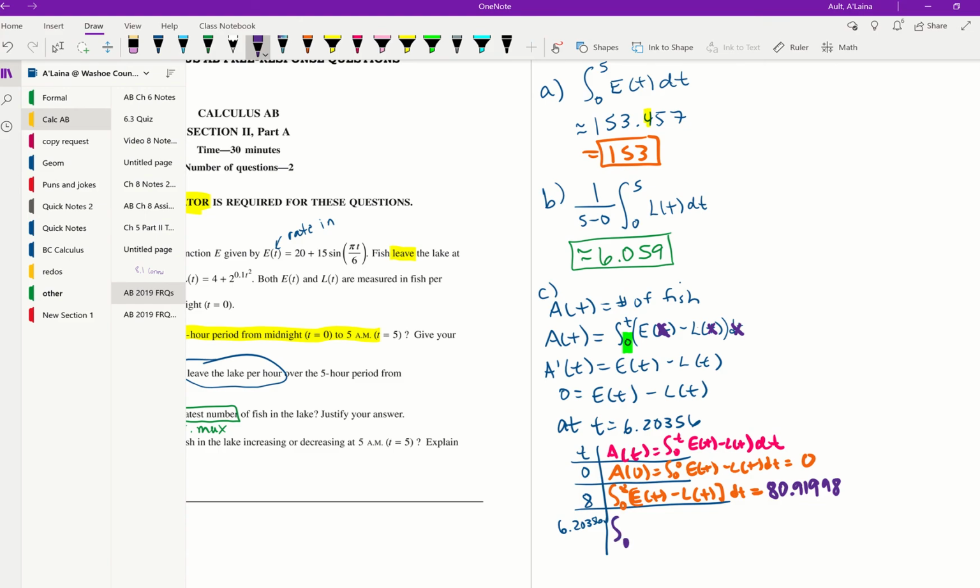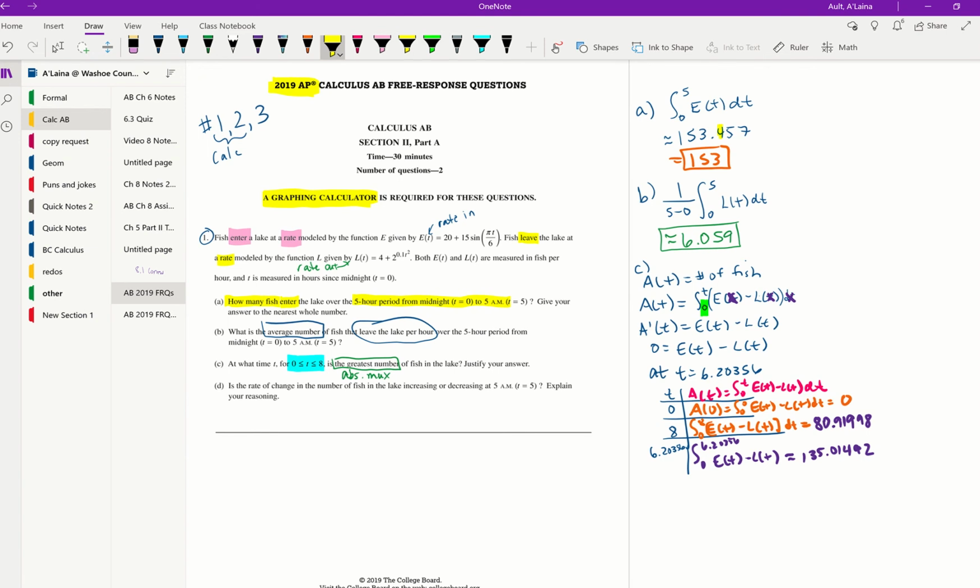This would be from 0 to 6.20356 of E of t minus L of t, which is approximately 135.041 or 0.1492. Since we're looking for the time where we have the greatest number of fish, and since this right-hand side tells us the number of fish, we have the most fish at that critical value. And so our final answer would be at t equals 6.20. You can round here if you want or truncate, and this would be hours.